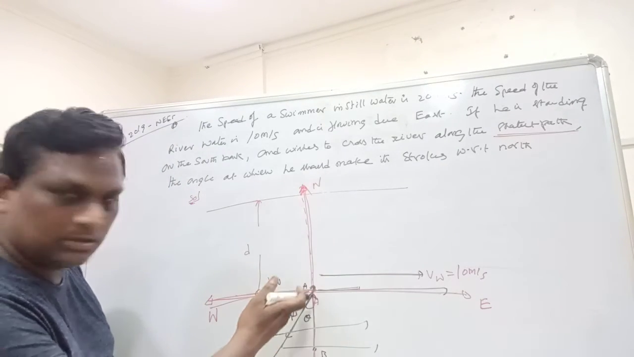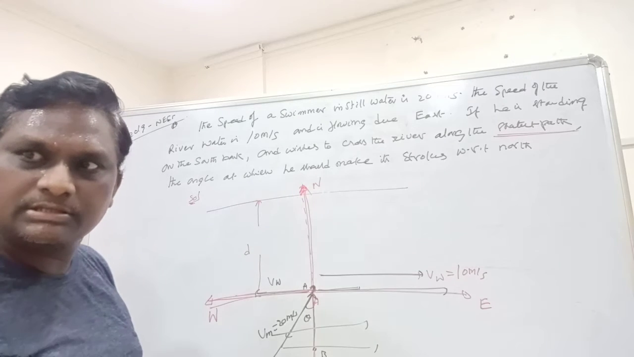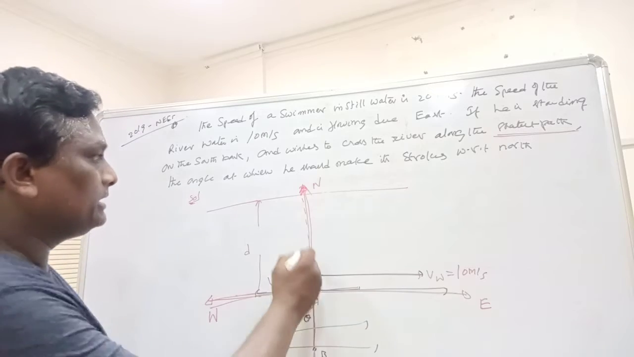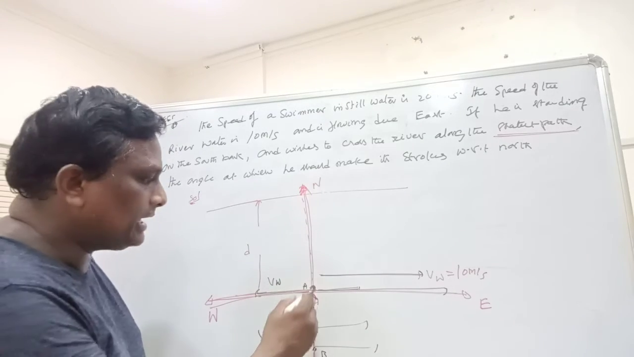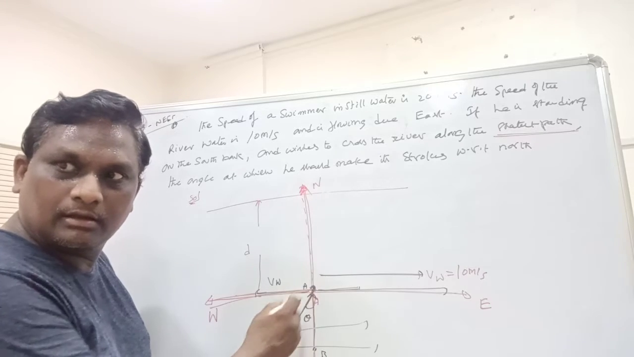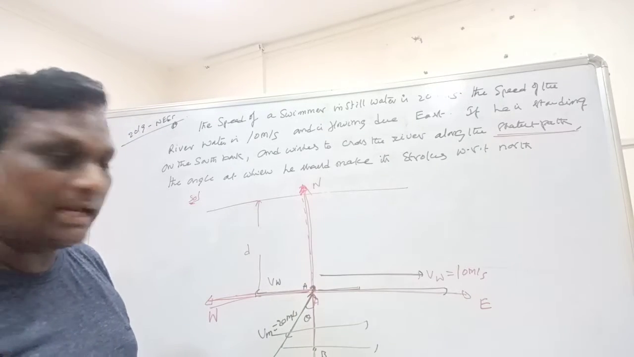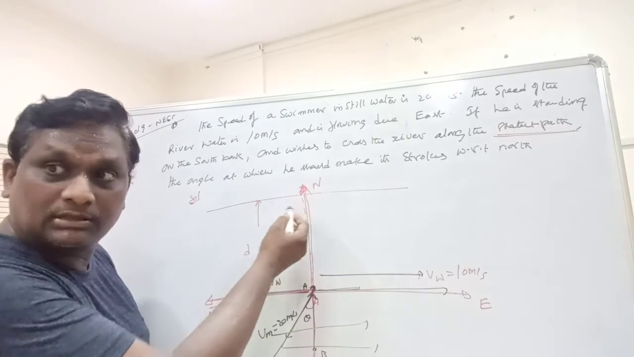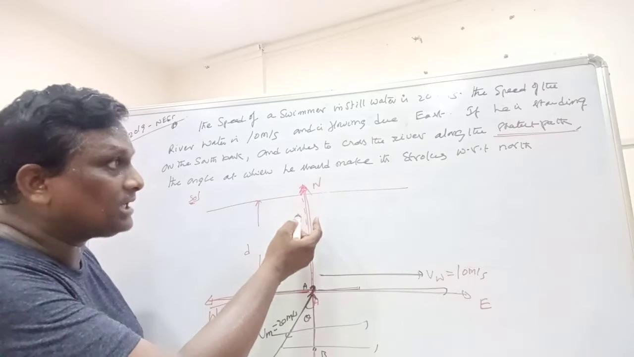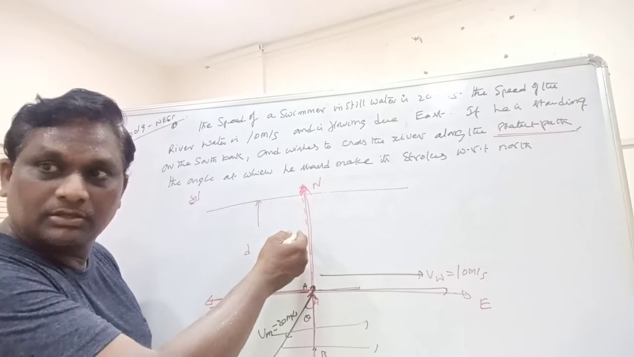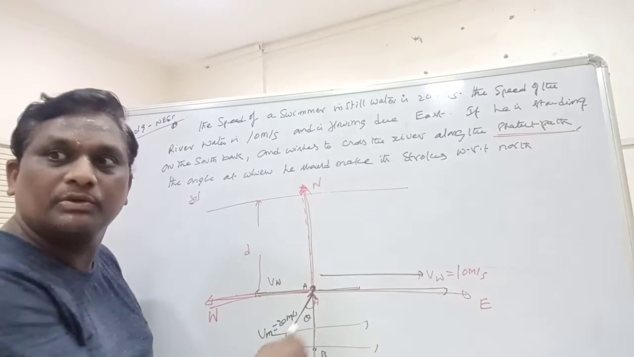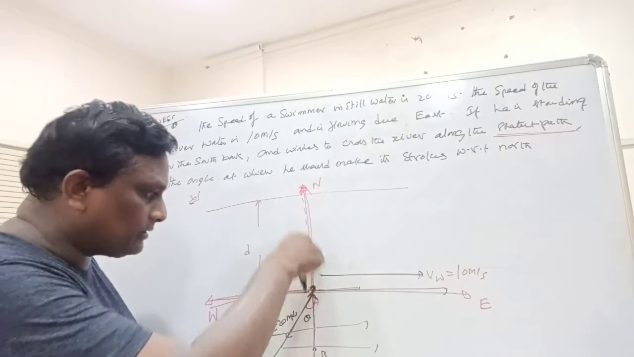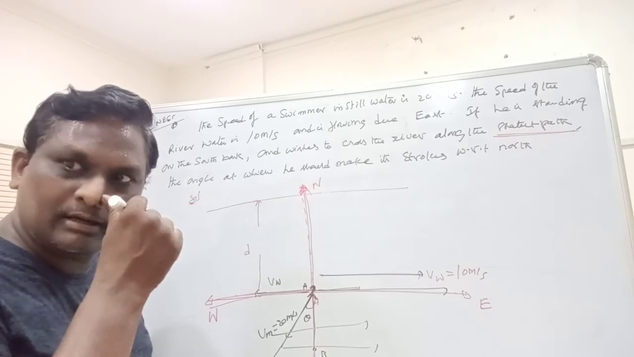Any doubt? Ask me please. This is north and this is south. He stands on the south bank. You can take the condition anywhere, but I am taking V man with respect to north, as they are asking. So with respect to north means you have to take the opposite direction. Simple concept it is. Can you understand?